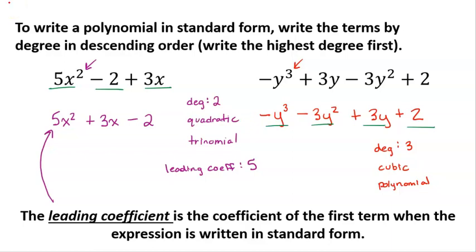And then from here, let's think about our leading coefficient. So our leading coefficient is the coefficient of that first term. And so our leading coefficient is going to be -1. So remember that there's a little 1 in there. And so our leading coefficient is -1.